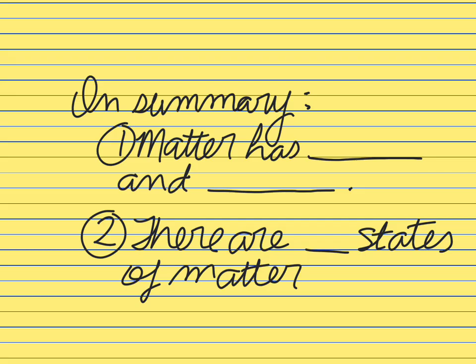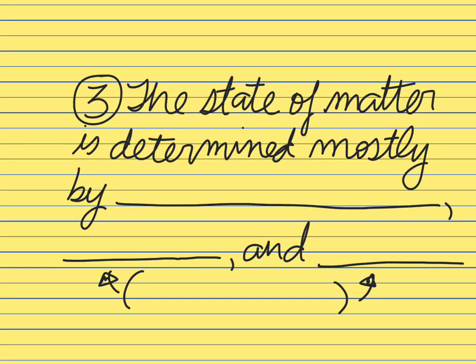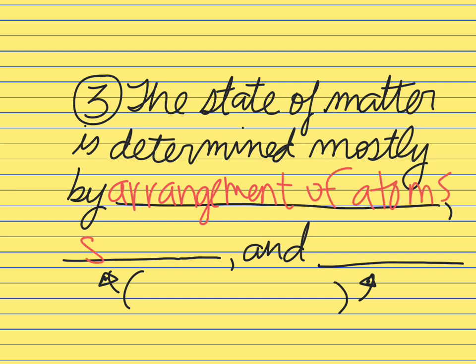So in summary, what we've seen so far, matter is things that have volume and mass. There are 5 states of matter, and the state of matter is determined mostly by the arrangement of atoms. Are they tightly packed together or are they loose? The shape, is it definite or not? And also the volume.